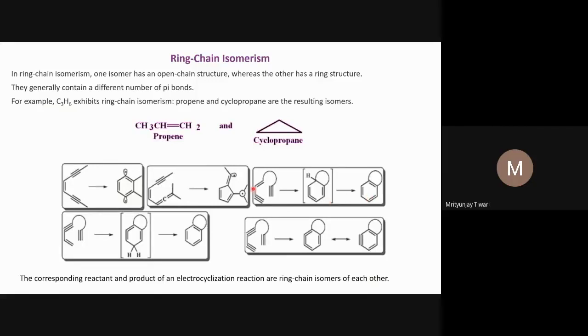In all these cases, you can see this is the open structure or the chain structure, and this is the ring structure. This is the acyclic structure, this is the ring structure. The acyclic structure is the chain structure or the open structure. This is also a cyclic structure, and this product is the ring structure. So in these electrocyclization reactions, the reactants and products are ring chain isomers.